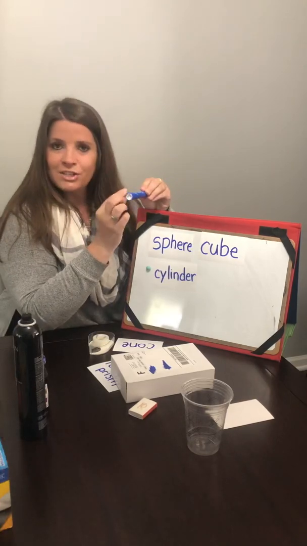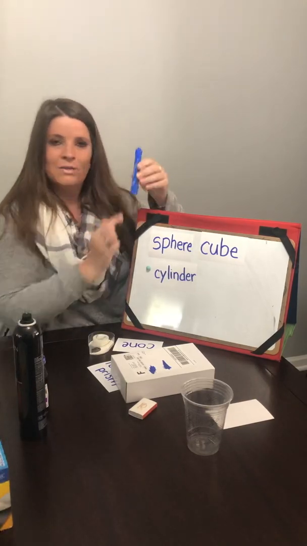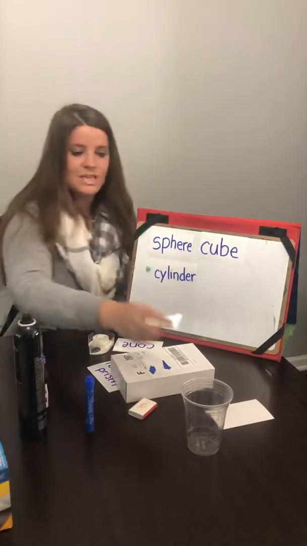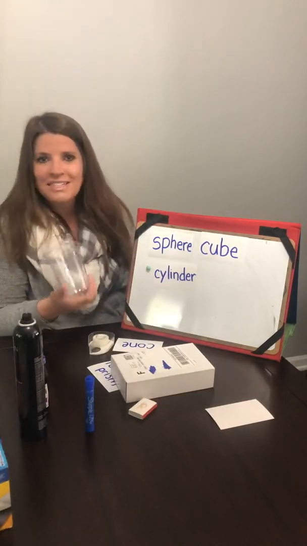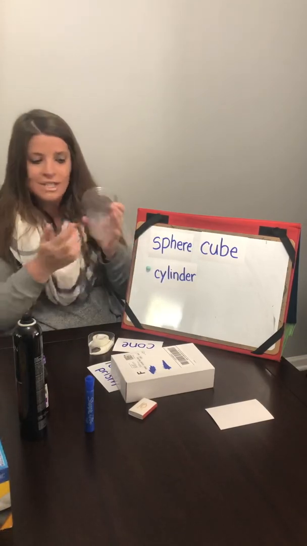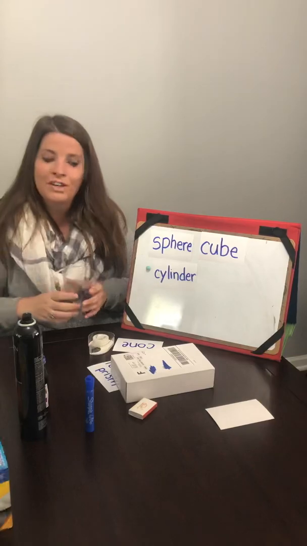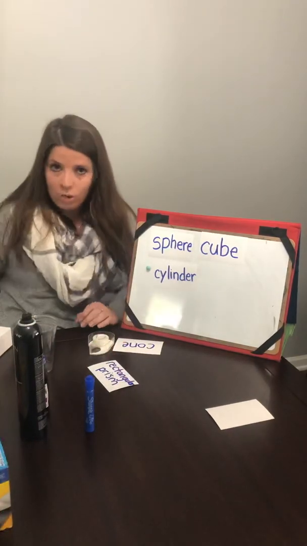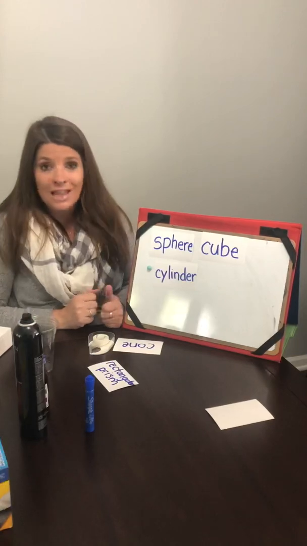The base is a circle, and it has round edges. Very good. And the last cylinder that Miss Lee has right now is a cup. And this is an easy one. We can put things inside of it, and it has round edges and a circle bottom. Very good. Now let's take a look real quick, and let's see if they can roll, stack, or slide.